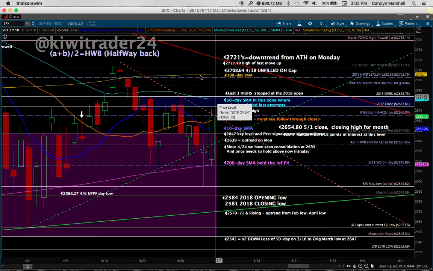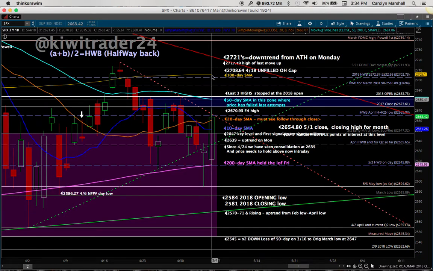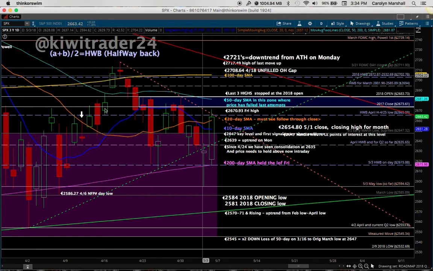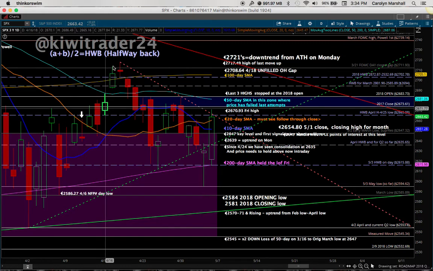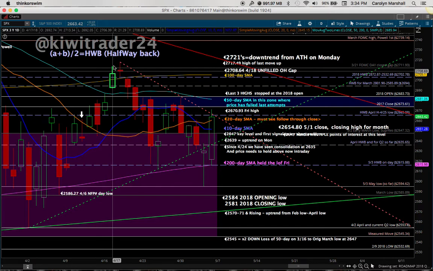And what's at 2700 but the 100-day simple moving average? And you can look over here left. When we took out the 50-day last month, it was a gap up open, and then that same day we took out the 100-day, and you can see how the 100-day split the daily candle in half. Then the next day was our April high.